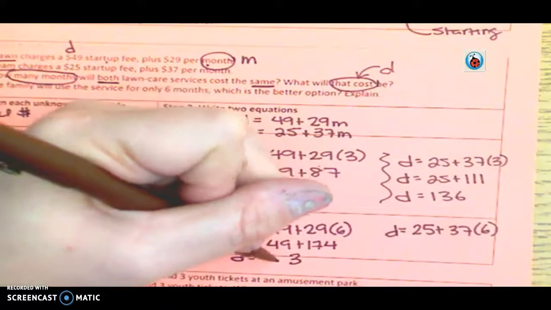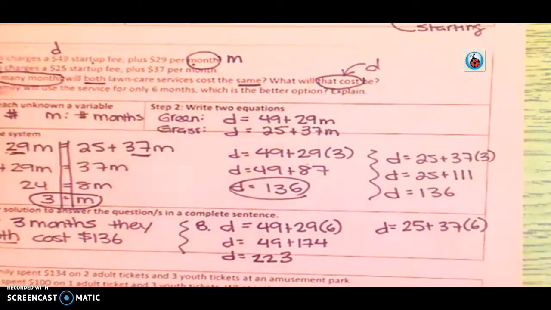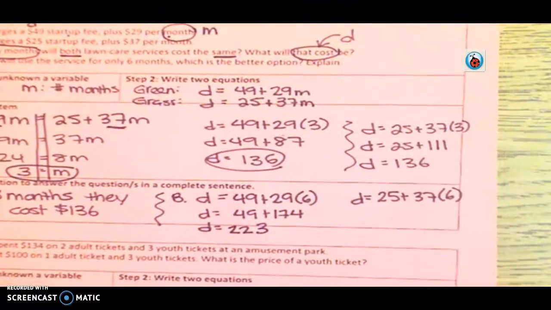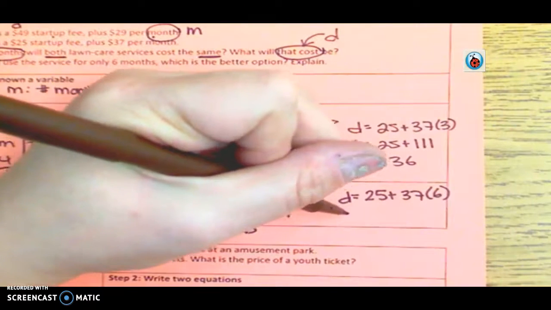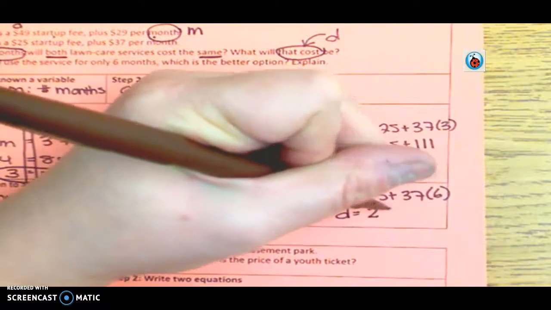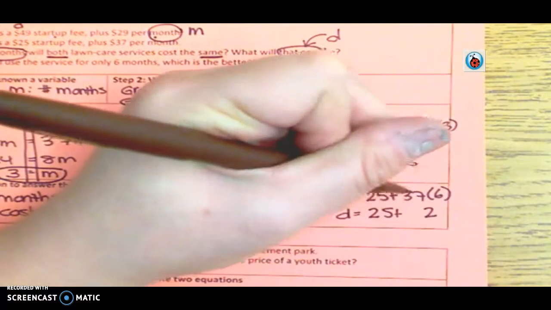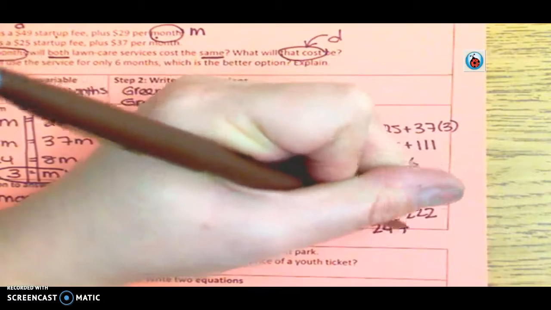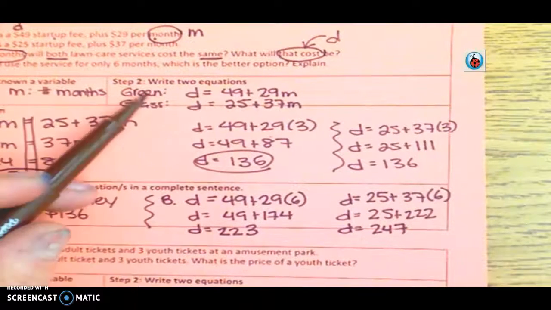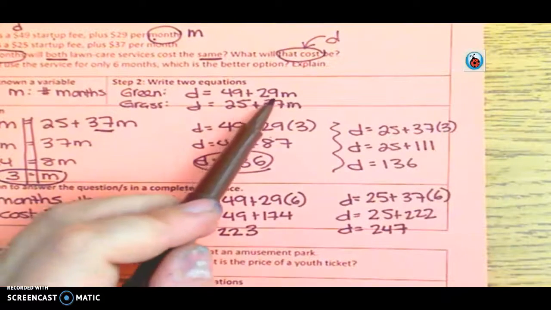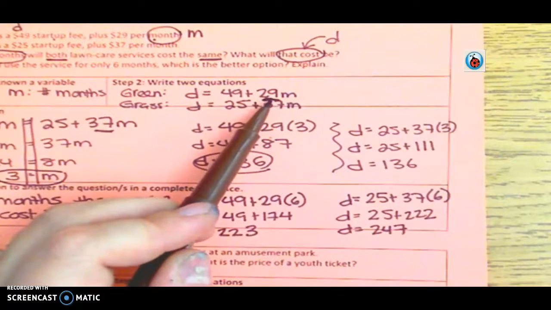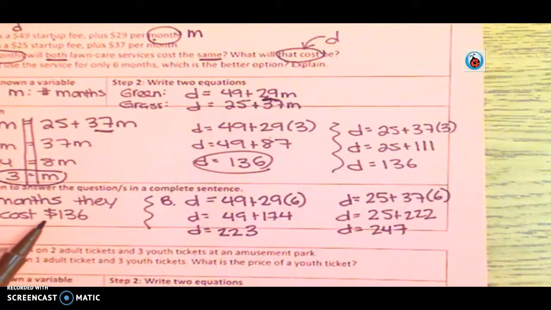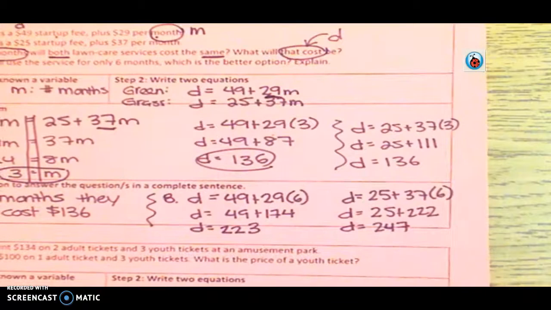I might want a teacher to challenge me on these ones. I don't have my calculator and I'm doing it very quickly in my head. All right, 25, 42, 18 plus 4 is 22. That is 247. Yep. So we can see here that the green team, which had the lower monthly rate, after they're the same, the green team ends up being the better deal. So long term, green team is better. Short term, grass team is better.